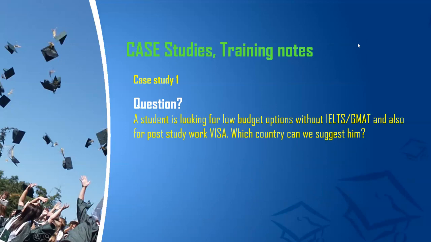So this is a student who's looking for low budget options without IELTS or GMAT, but wants a better post-study work permit. So which country can we suggest him? Any guess? France. Okay. Option 1. Option 2. Germany, low budget. UK. You need to see the question carefully. He wants low budget, but without IELTS or GMAT. But in some countries, these are mandatory.